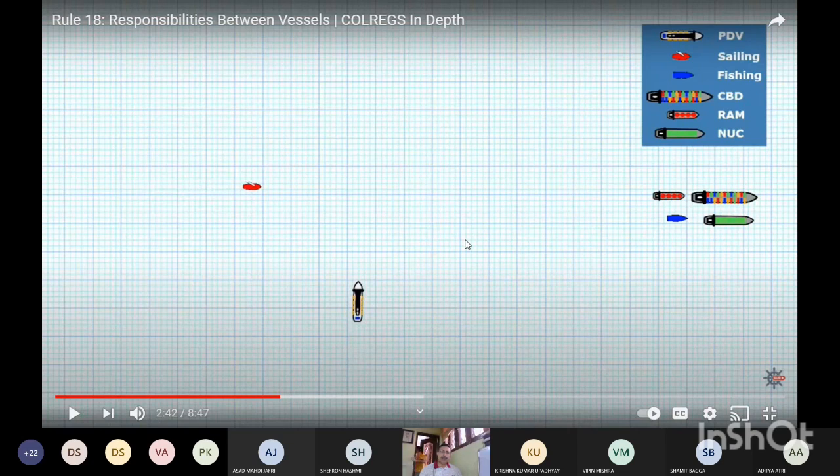Now the thing is, which one will you prefer? Alter course to port, sir. Altering to port. Starboard alteration. It is for you to decide, whether you will go starboard or port, you have to think. So you would prefer to pass from the stern of the sailing vessel, to port. Pass from the stern of the sailing vessel.